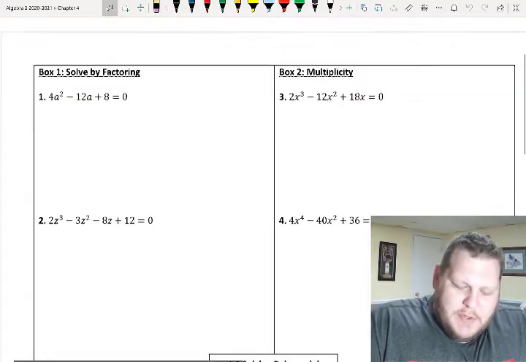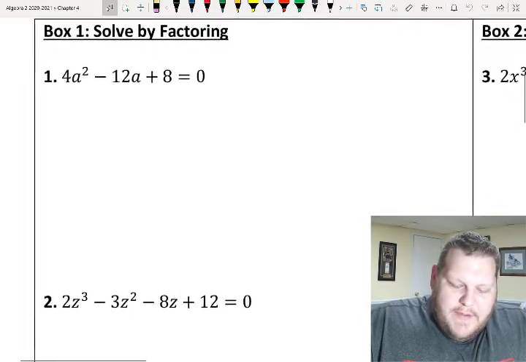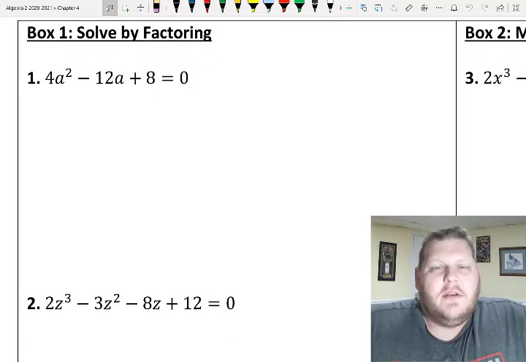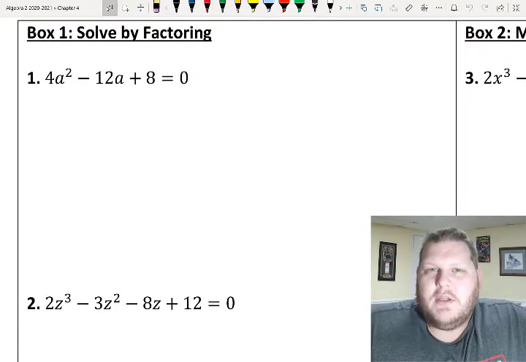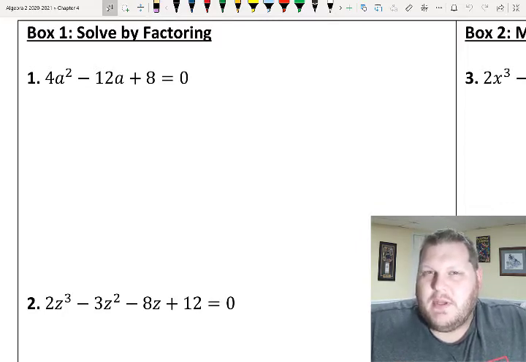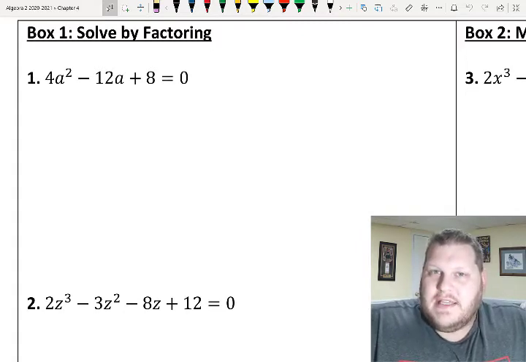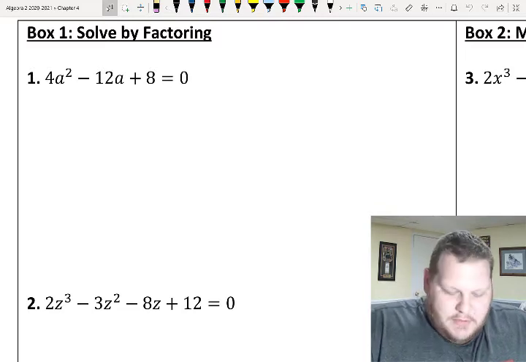So starting in box 1, we're just working on solving by factoring. This will be very familiar to us. When we're solving by factoring, again, it's going to be set equal in an equation. In this case, we want to have it set equal to 0 so that we can use ZPP to solve. And so here, I've already got started. It's already set equal to 0, so that's good. So we're just going to factor this however we know how to.